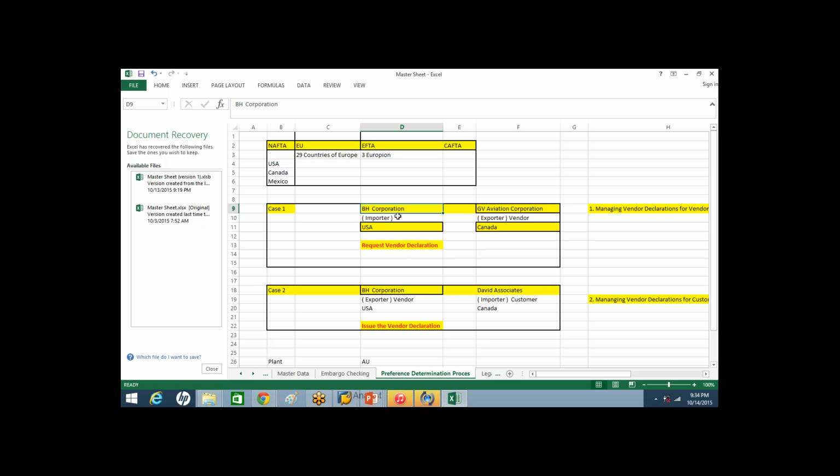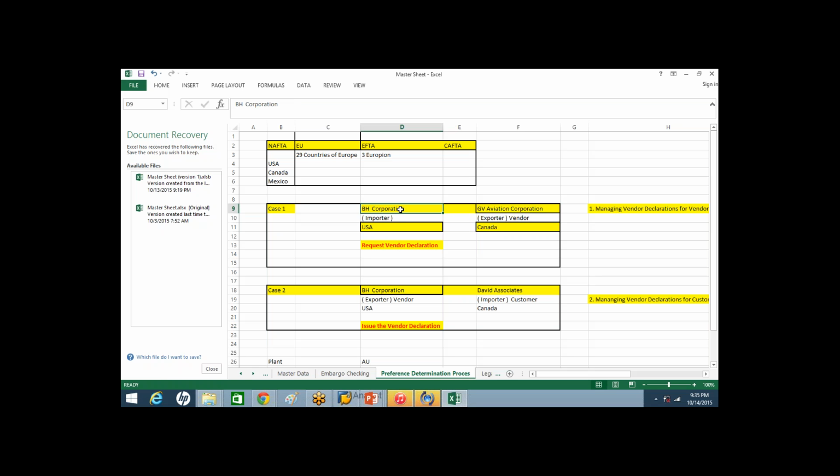Hello? Am I correct? Bell Helicopter is supposed to get some benefit if they import something from Canada. Does everybody agree with me? In case one, if Bell Helicopter is importing something from Canada, then Bell Helicopter is supposed to get the benefit. Am I correct?